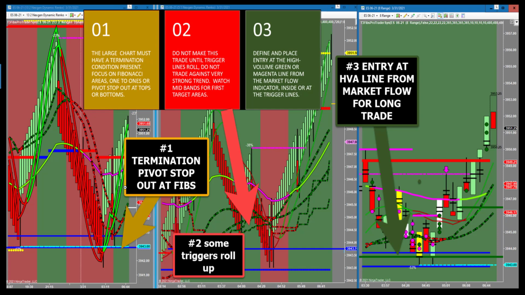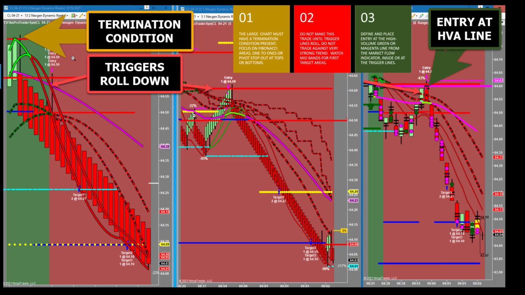When you learn to focus on the HVA areas for entry, you will quickly and confidently take trades from the HVA lines. In this final example, the termination condition at the top of the 13-2 chart was Fibonacci resistance that caused a reversal of the trend. The HVA short trade in this example was also a trend trade. Look on the 5-1 chart.